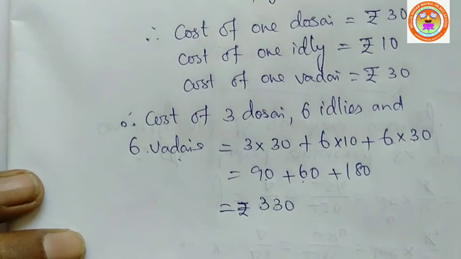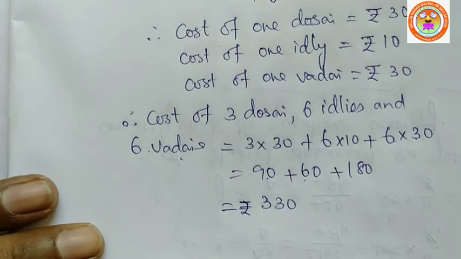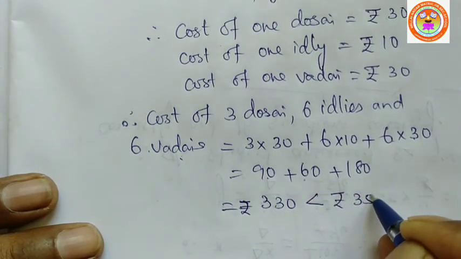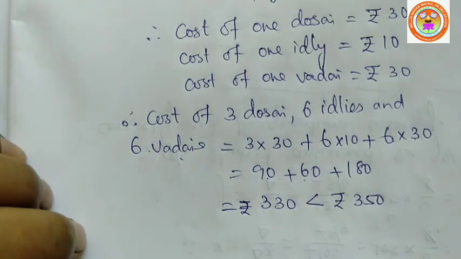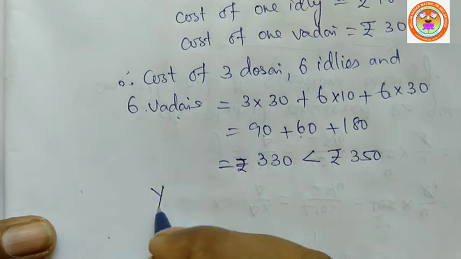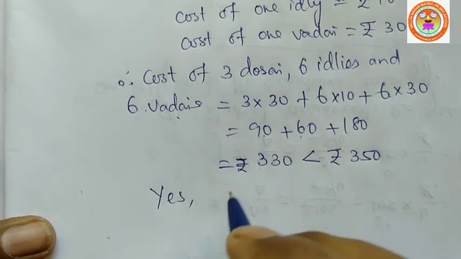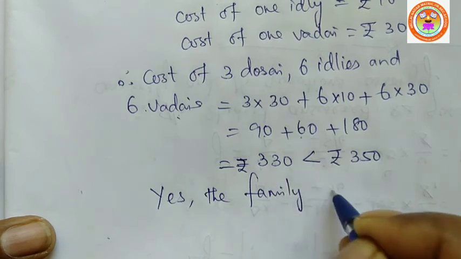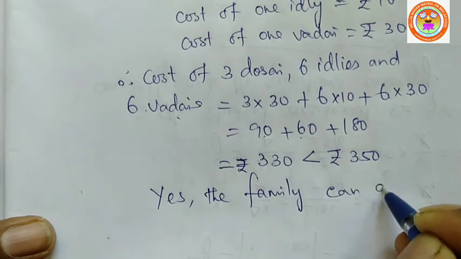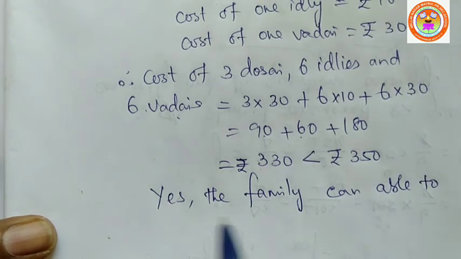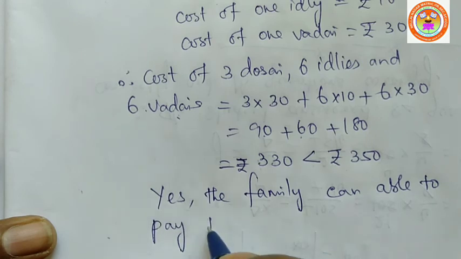But they have 350 rupees, right? So this amount is less than rupees 350. That means they are able to manage the bill, right? So the conclusion is yes. The family is able to pay the bill.